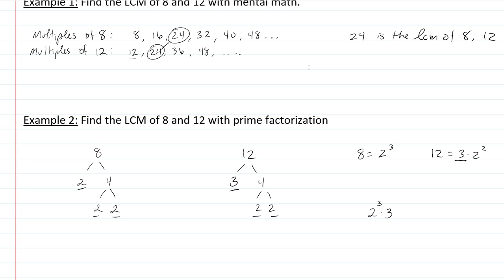Then we multiply these together to get our LCM. 2 to the third is 8 times 3 is just 24. So again, we got 24 as our LCM, but we got to use the prime factorizations to find it. Two different methods, and they both have their strengths and their weaknesses.